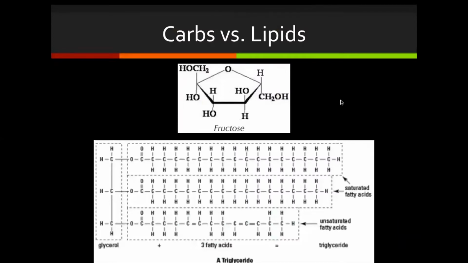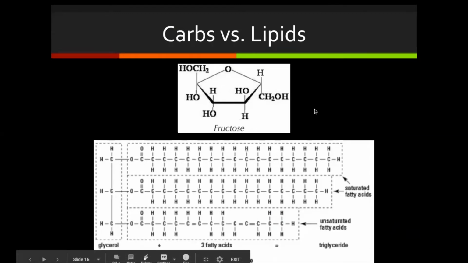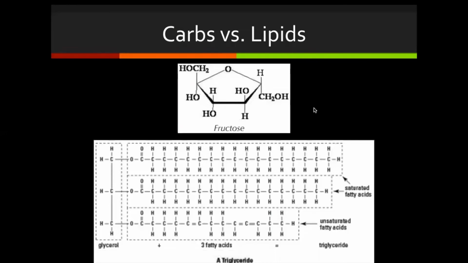Now, we talked about fats and carbs as both being great sources of energy, but let's take a look at their molecular structure. This is a simple sugar. This is one sugar molecule, fructose, it's fruit sugar. This is a fat molecule. Compare the size. It is huge.